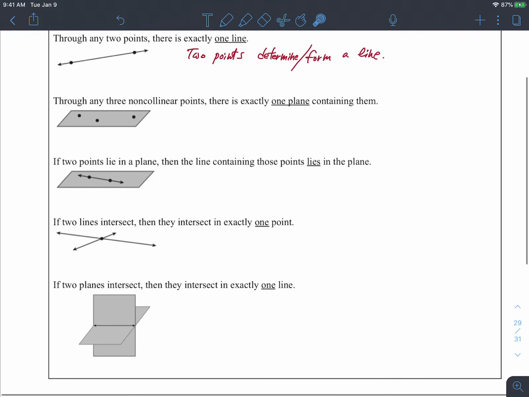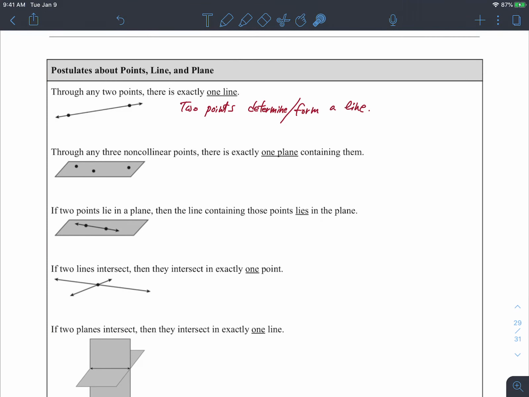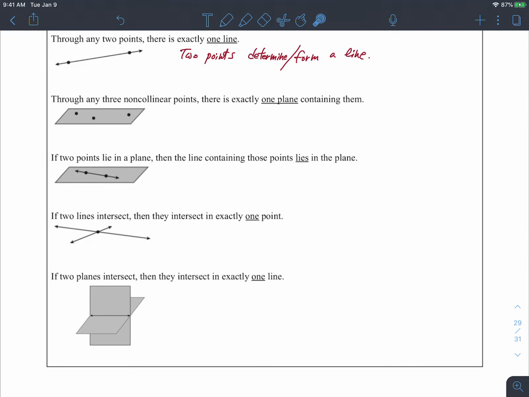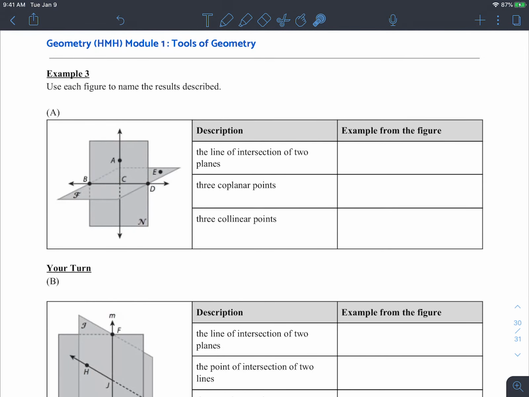Okay? All right. So if 2 planes intersect, then they intersect in exactly 1 point. Right there. And also, if planes intersect, then they intersect in exactly 1 line. Right here. Okay? All right, guys. Let's move on to the next page. And we have one example, and let's go from there.